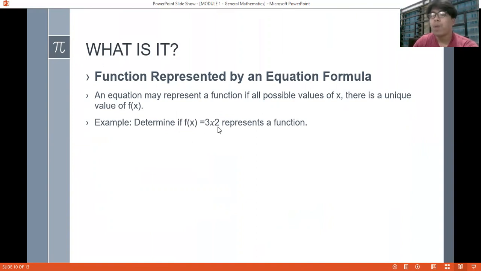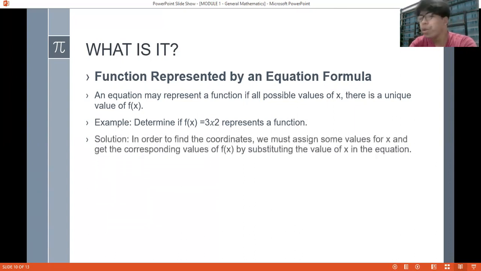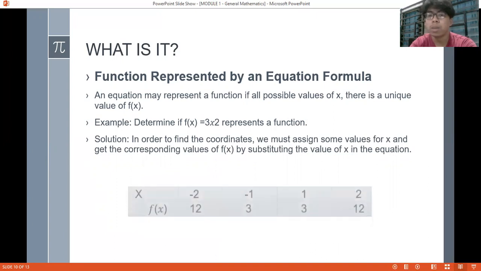I don't know why the formula in this presentation cannot be applied in this type of formula. But I will inform you that this number 2 is an exponent. Okay. So, solution: in order to find the coordinates, we must assign some values for x and get the corresponding values of f of x by substituting the value of x in the equation.